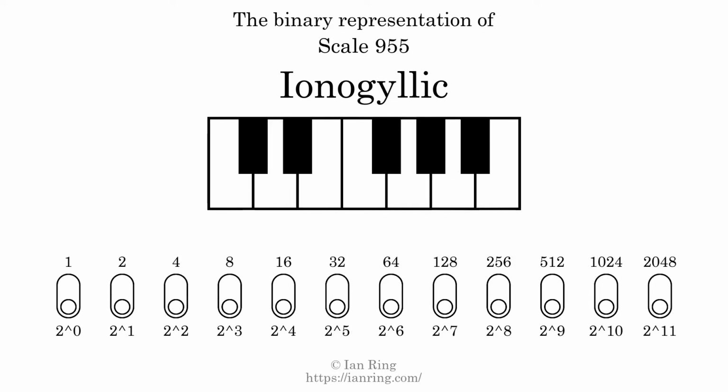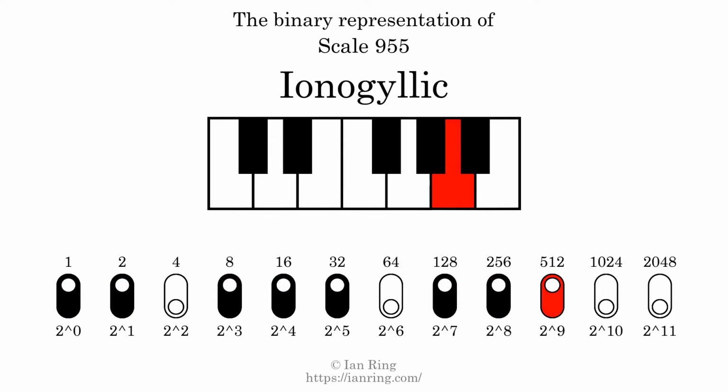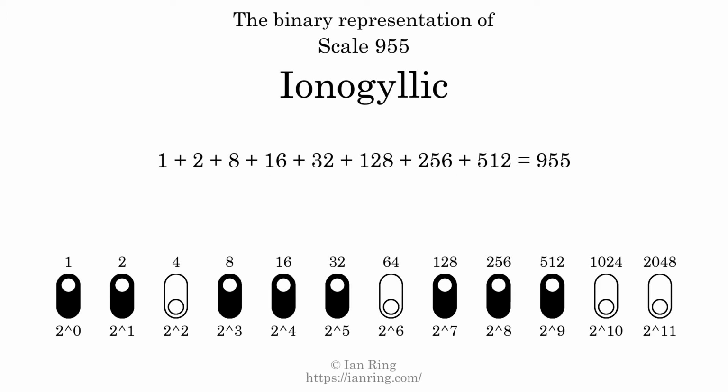The binary representation of this scale is determined by mapping tones of the scale to binary digits. Each binary digit represents a power of 2. To get the scale number, we add the powers of 2 together. The powers of 2 that are present in the scale, all added together, equals 955. That is why the scale number, in decimal, is 955.